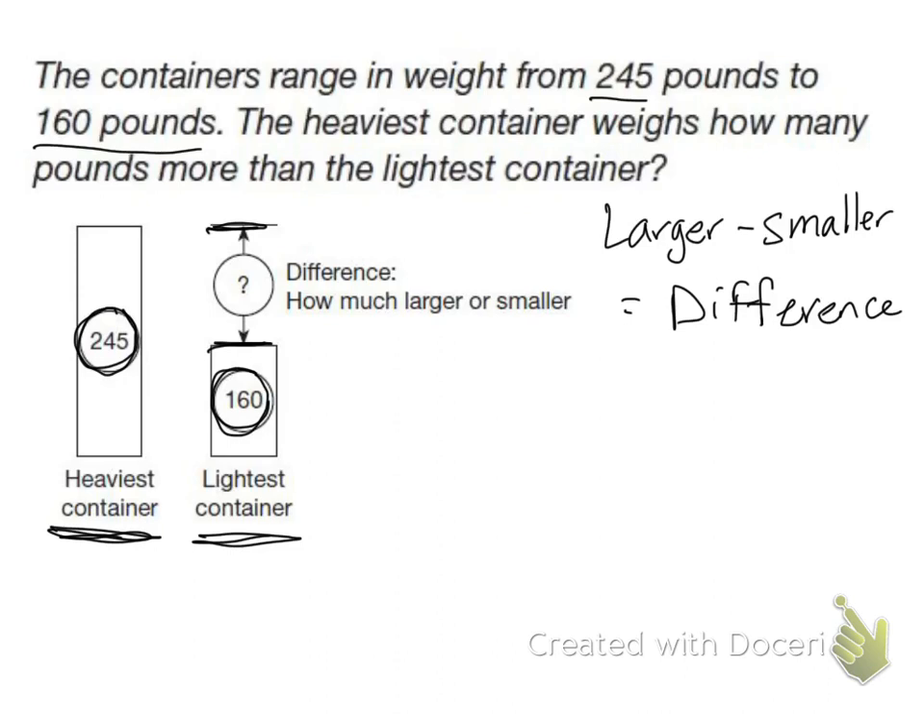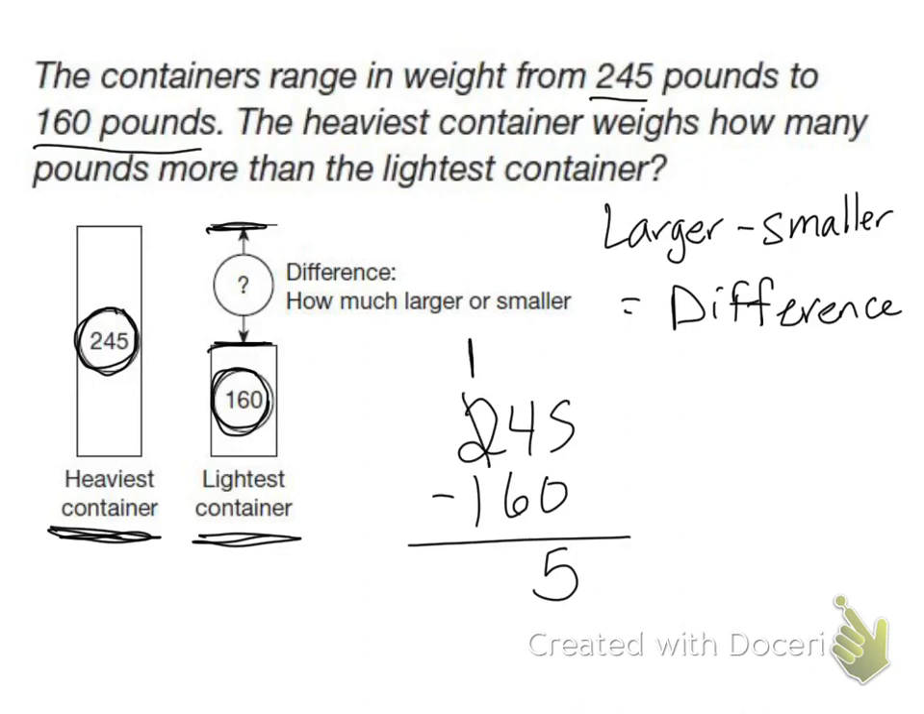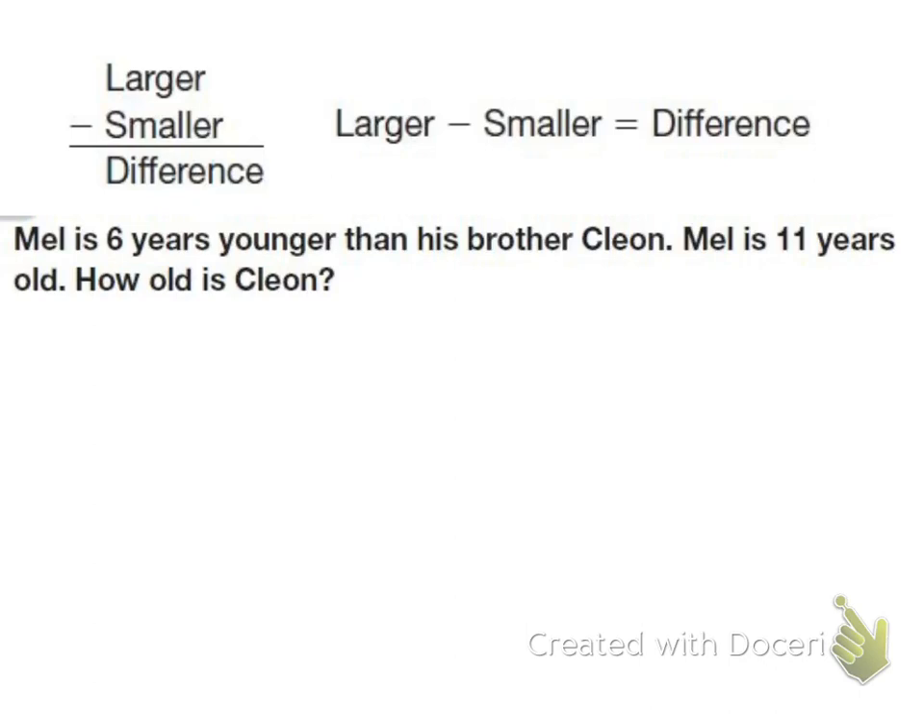So in this case, I'm going to do 245 minus 160. 5 minus 0 is 5. I can't subtract 6 from 4, so I'm going to borrow 1 from the hundreds place and add 10 tens. So 14 minus 6 is 8, and 1 minus 1 is 0. So the heavier container is 85 pounds heavier. So we do larger minus the smaller equals the difference.